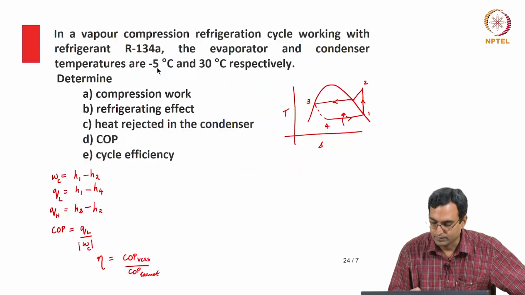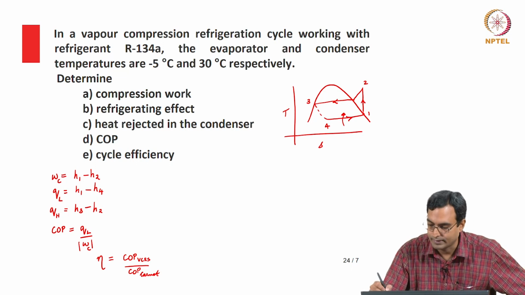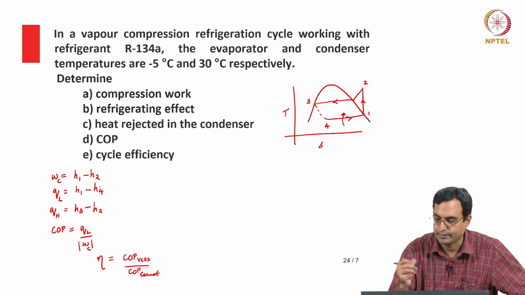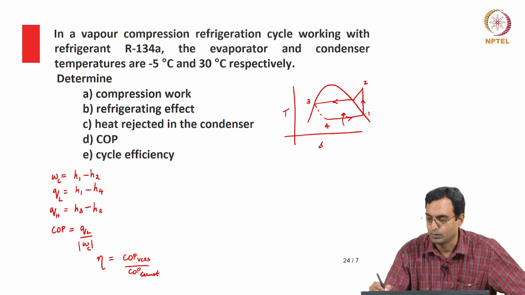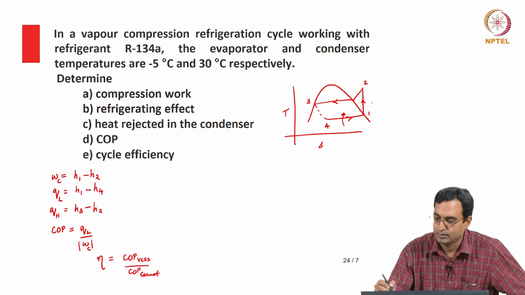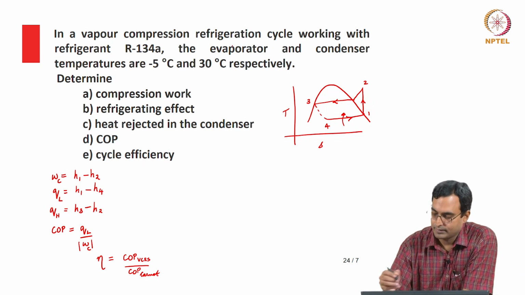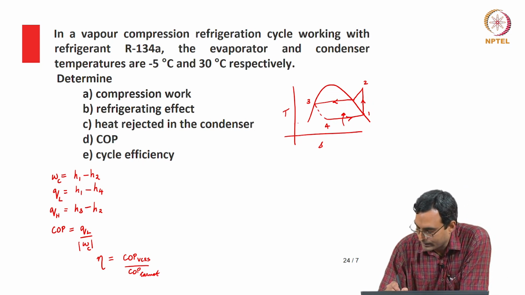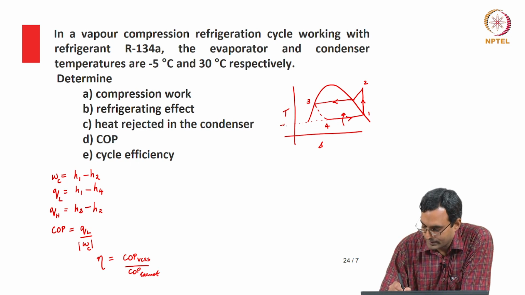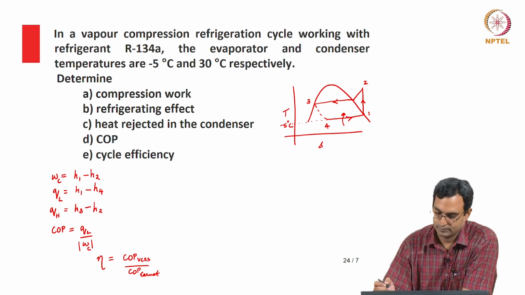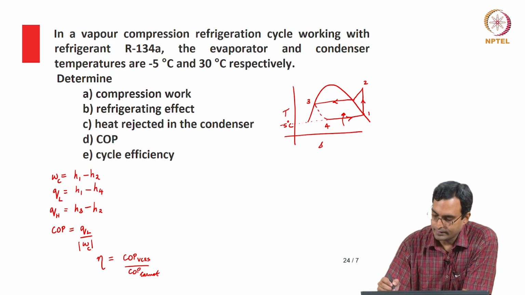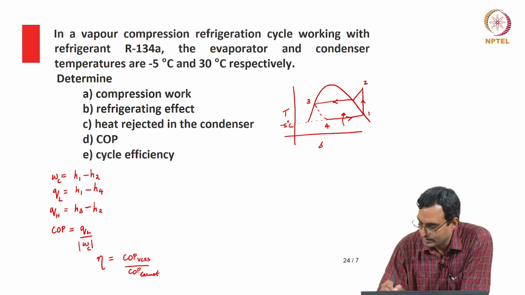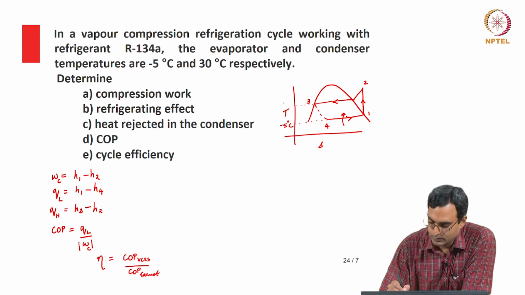For the purpose of this problem, what I need is enthalpy at 1, at 2, at 3 and at 4. So, let me start with 1. Point 1 refers to the evaporator. The evaporator temperature is minus 5 degrees centigrade. The condenser temperature, which is essentially this part of the temperature, refers to 30 degrees centigrade.